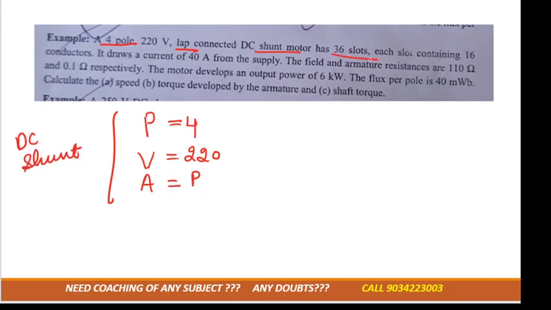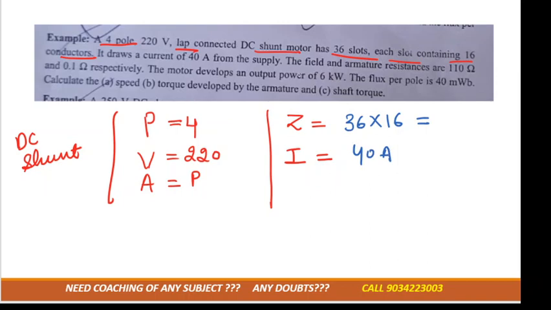Okay, it has 36 slots and each slot contains 16 conductors. So from here we can calculate the value of Z, that is 36 slots multiplied by 16, right? Then they have given us the current, that is 40 ampere. The field and armature resistances are given: field resistance means the shunt resistance, RSH, is 110 ohm.